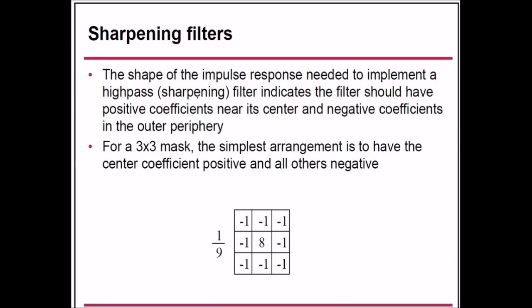The shape of the impulse response needed to implement a high pass filter indicates the filter should have a positive coefficient near its center and negative coefficients in the outer periphery. So for a 3x3 mask, the simple arrangement is to have the center coefficient positive and all others negative. You might be recalling that in smoothing we took all as 1, but here for sharpening we need to highlight some point and suppress the boundary points. That is the only way by which you can find the sharpness or the edges.